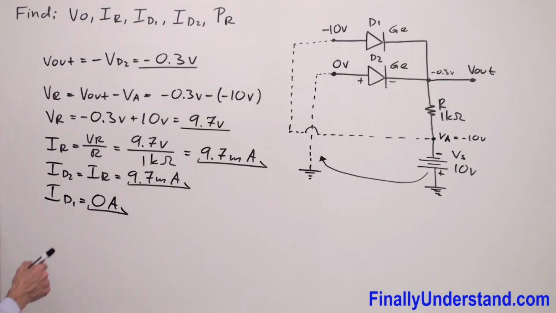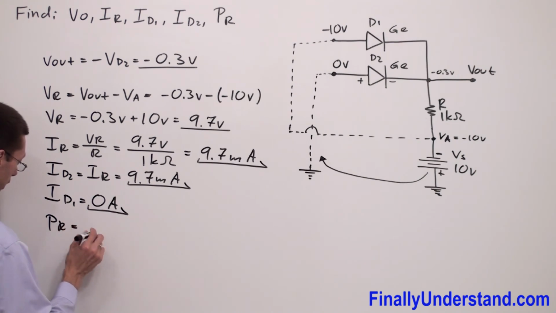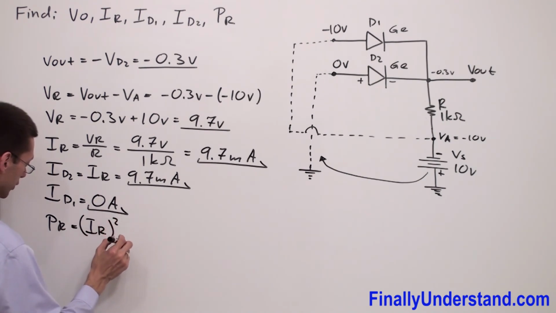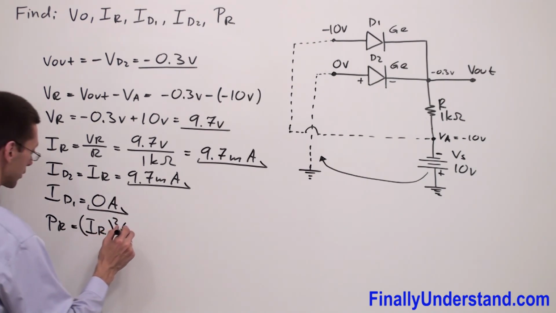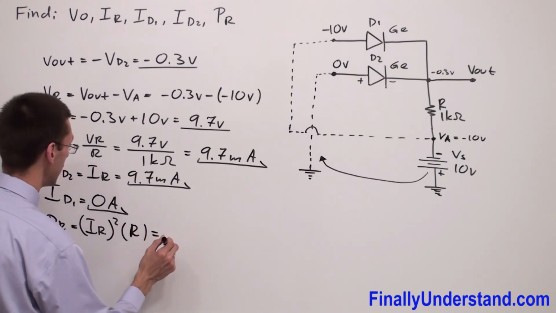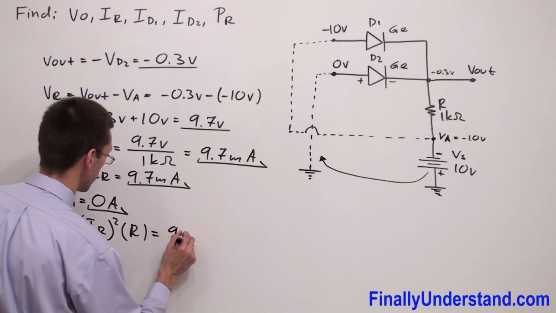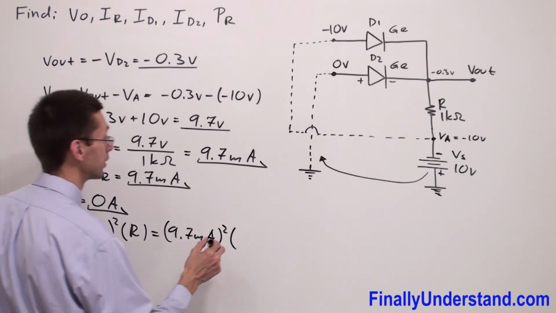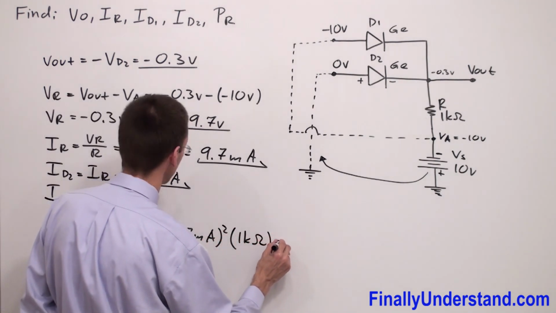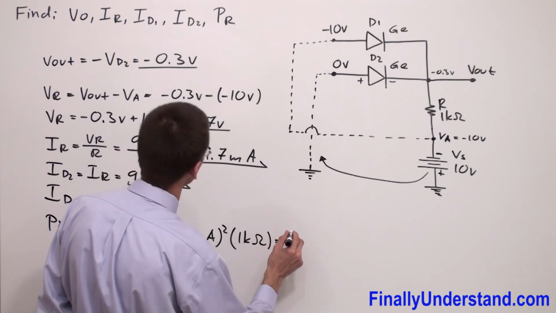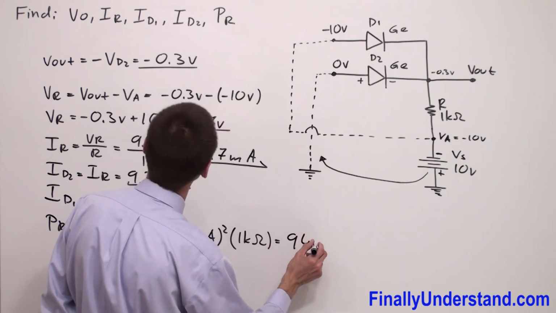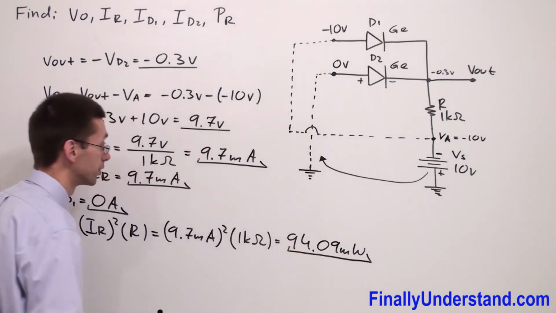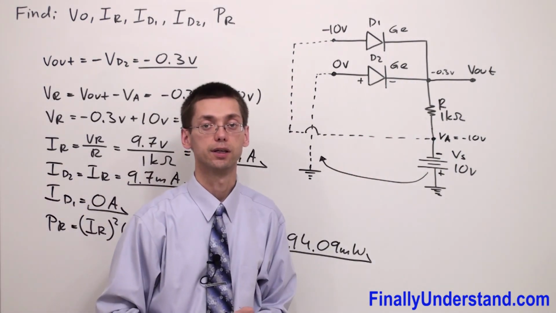Next, we're supposed to find PR. PR is equal to the current which goes through the resistor raised to the second power times the resistance. So I have 9.7 milliamps raised to the second power times the resistance of 1 kilo ohm. This is equal to 94.09 milliwatts. So this is the power at my resistor, and we can say that the problem is solved.